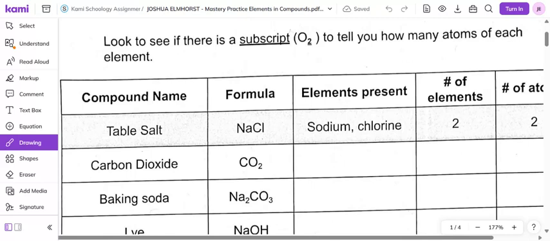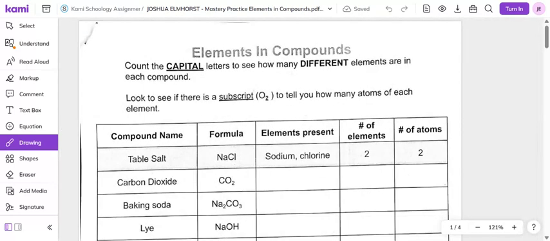Hey there, this is Mr. Elmhorst with a science lesson for our in-class practice. We're going to be looking at the elements and compounds. And within the elements and compounds, we're going to use coefficients and subscripts to help us count up the number of atoms that are in the elements or in the compounds.